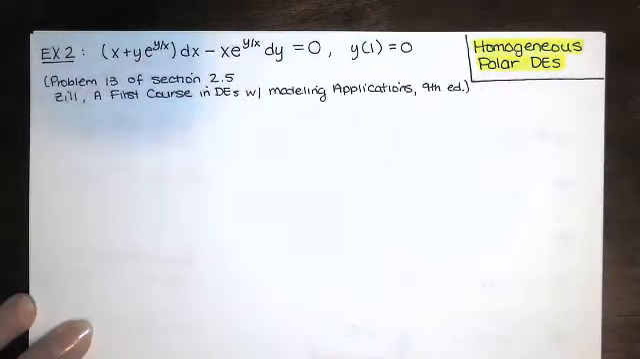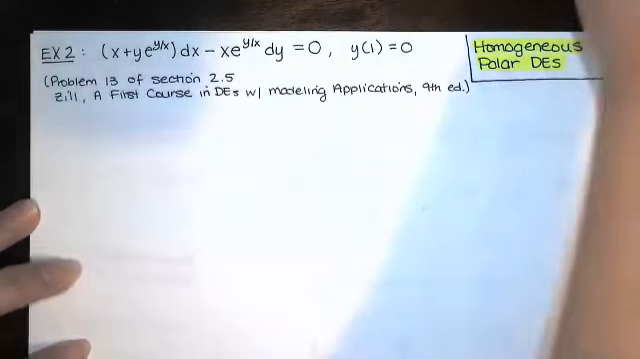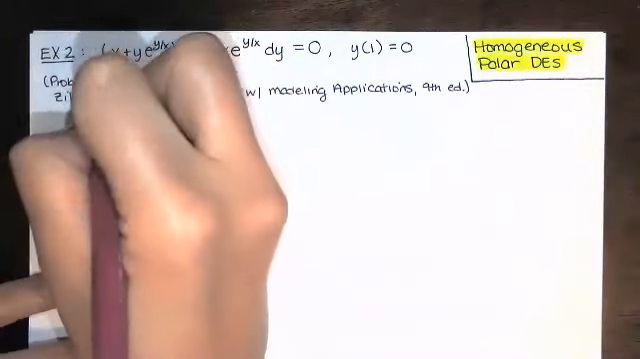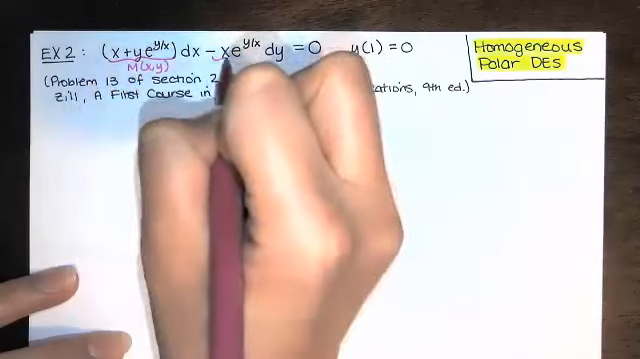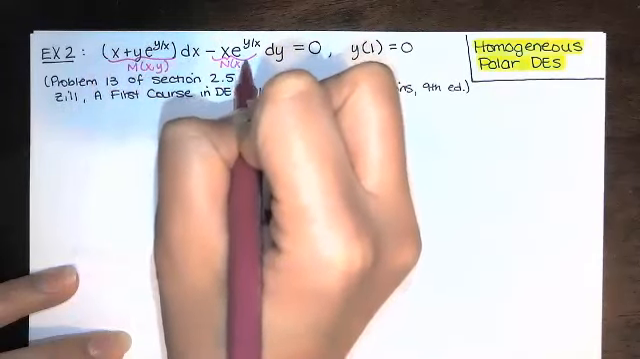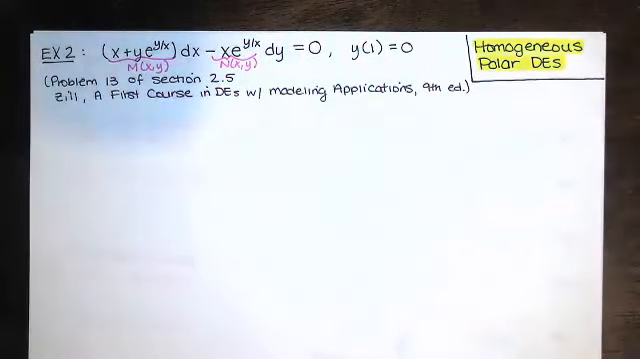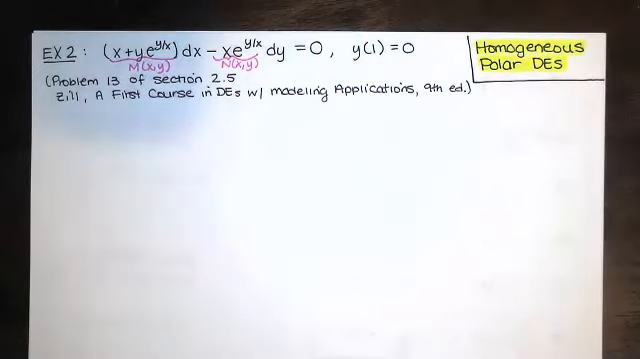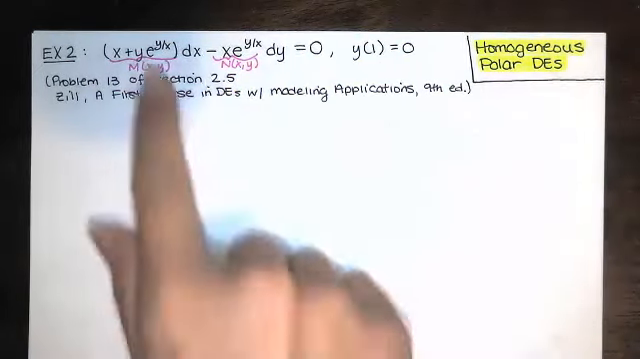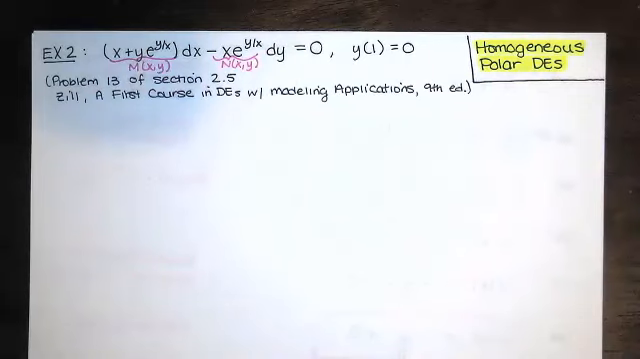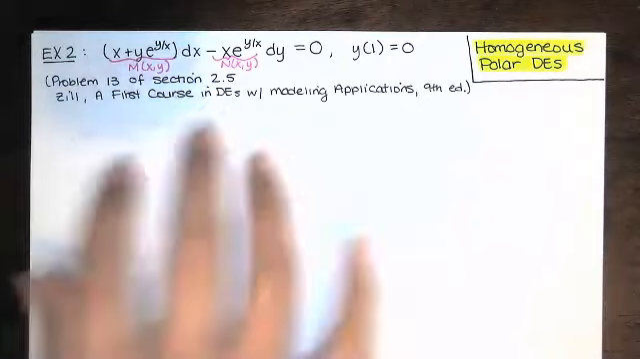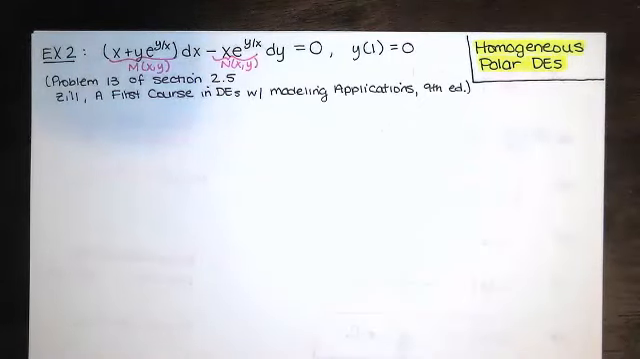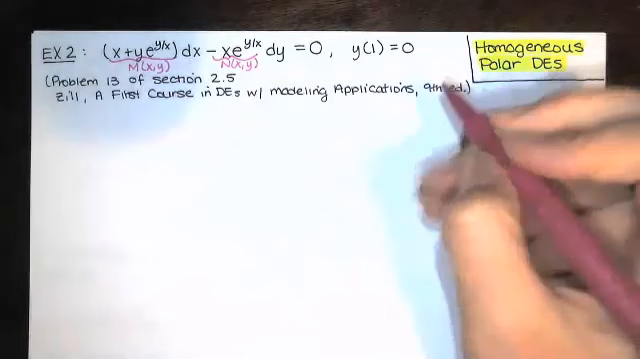Now, it might not be obvious on the surface that this is a homogeneous polar differential equation, but if I label this function M, and I label this function N, it turns out that if those two functions are homogeneous functions of the same degree, then the differential equation is a homogeneous polar differential equation. So I'm going to start this problem by verifying that the differential equation is a homogeneous polar equation.